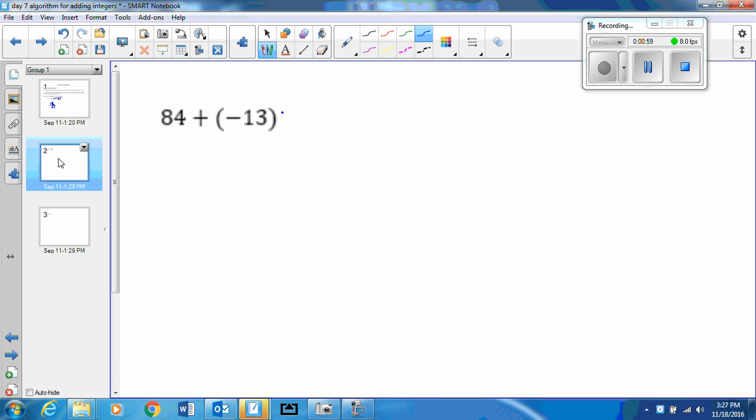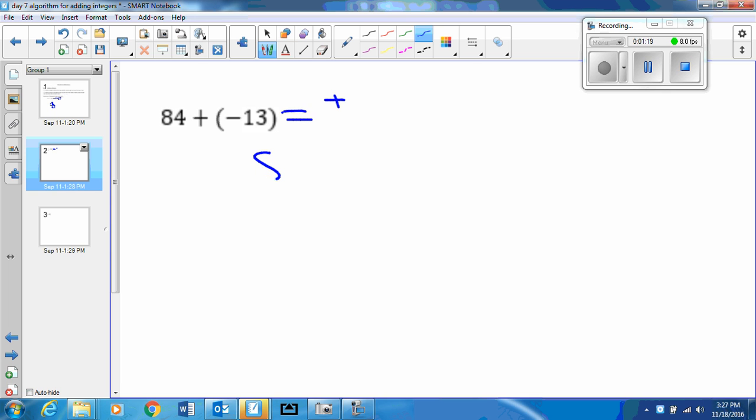84 plus negative 13. Now we're adding two numbers with different signs. When I compare the absolute values, 84 has a bigger absolute value than the absolute value of negative 13. So in this case, my answer is going to keep the positive sign.